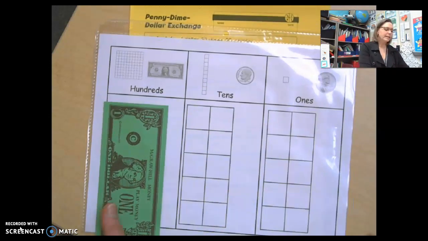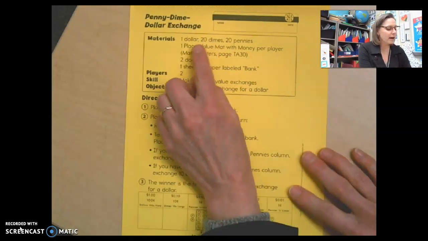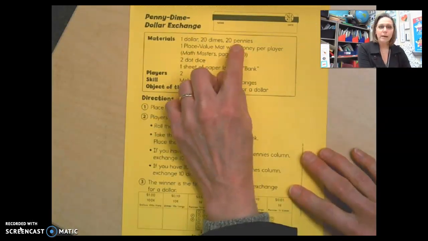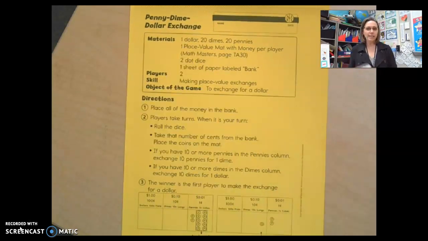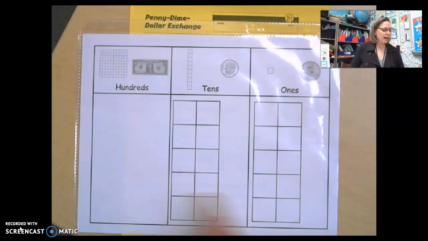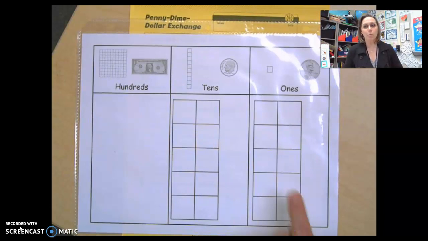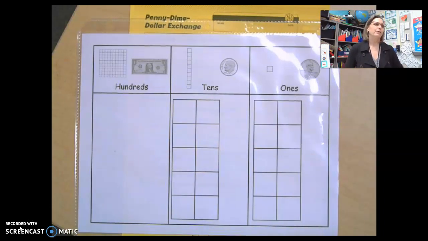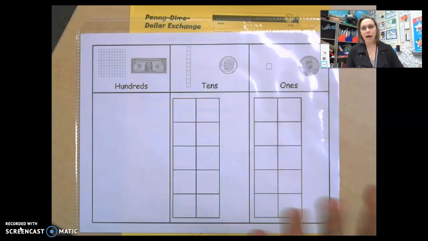And you're going to roll the dice and you pick up however many. All you need are 20 dimes and 20 pennies and a $1 bill. Okay? And you're going to roll the die. Whatever you get on the die is what you fill in the pieces. So if you roll a 6, you put 6 pennies in. If you roll a 3, you put 3 pennies in. If you roll a 1, you just put 1 penny in. You don't get to pick up a dime.